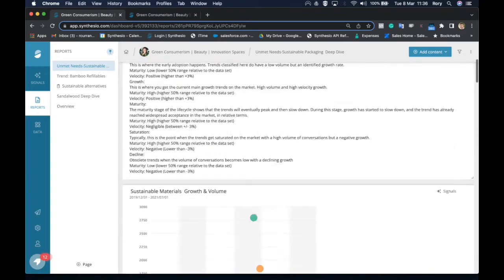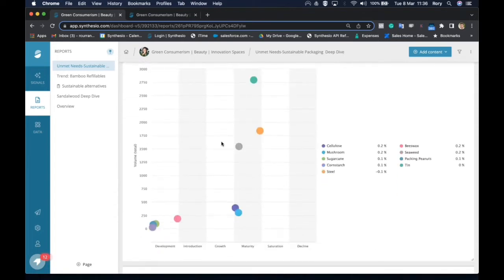So this is a visualization that's inspired by our existing trend radar framework. Really, the purpose of this life cycle chart is so we can understand the growth trajectory of emerging entities. In this scenario, we're looking at materials. As you'll see here, we've split this chart across 6 key areas: development, introduction, growth, maturity, saturation, decline.